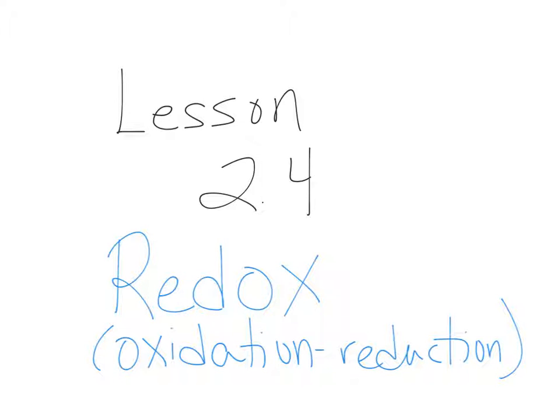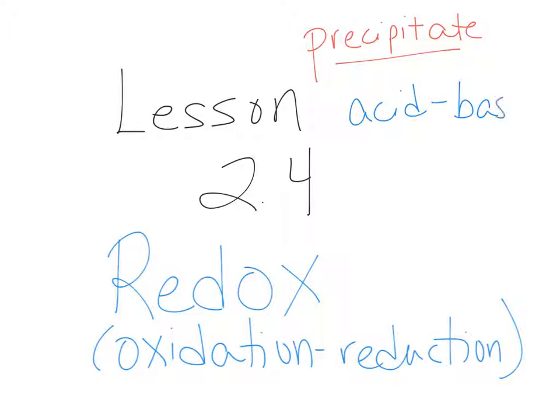Hi. So tonight or today or whenever, we're going to talk about redox, oxidation reduction reactions. That is a third type of reaction that can occur in solution, which is what this unit is about, reactions in solution. The first type we talked about was precipitate reactions in solution, where you mix two solutions and you get a precipitate. Then we talked about acid-base reactions, where you mix acids and bases, which are in solution, and you neutralize them. So this is the third type. We're going to call it redox.